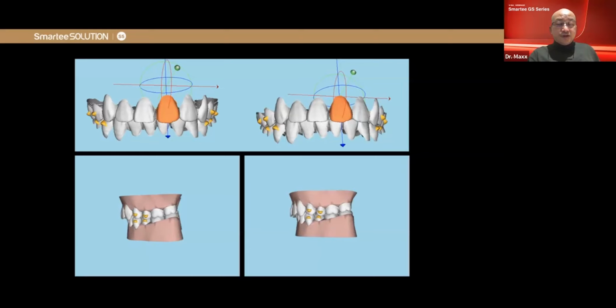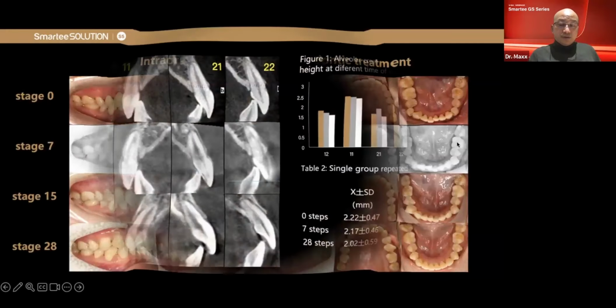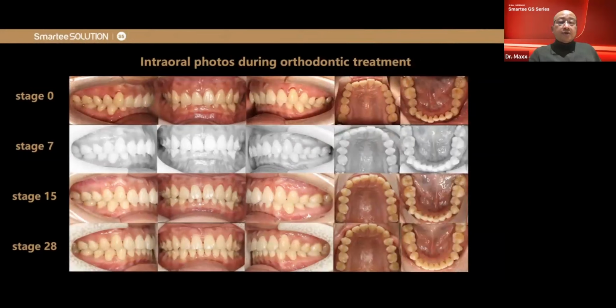We put the rotation center at the gingival margin so as to make the root far from the bone wall. Okay, so that's in our pictures, generally the orthodontic treatment.